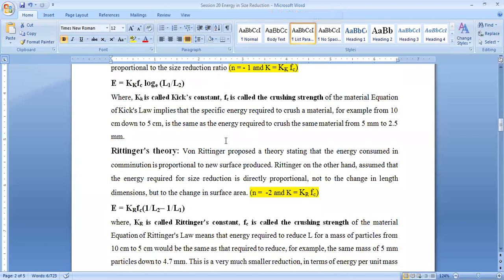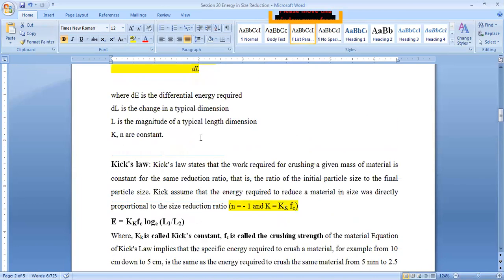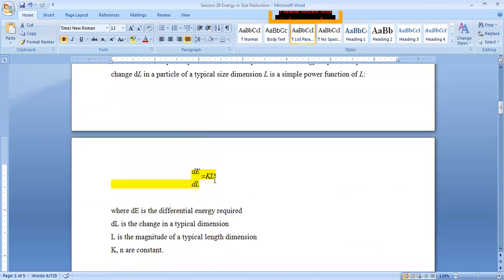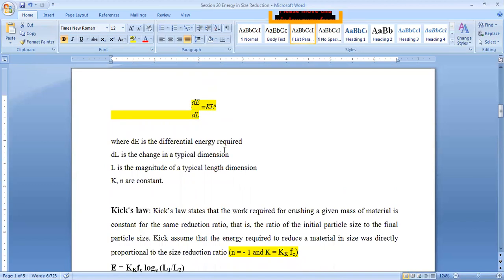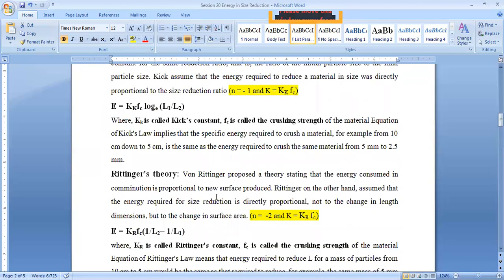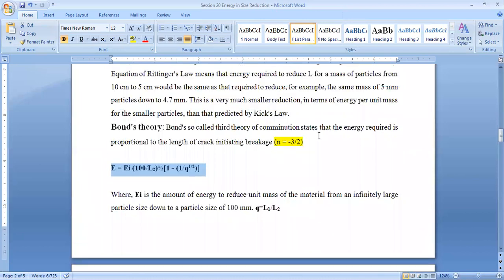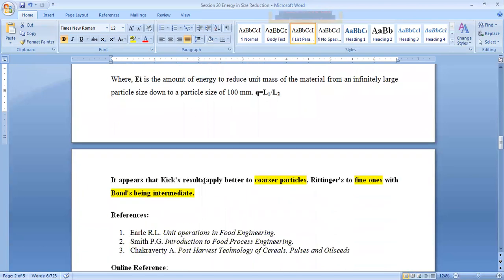This is a topic on which you have to concentrate and emphasize a lot, but the formula is pretty simple. Again, dE over dL is equal to KL to the power n. In the case of Kick, n is equal to -1 and K is equal to K_K f_c. In Rittinger's theory, n is equal to -2 and K is equal to K_R f_c. In Bond's theory, n is -3/2. That's all, and I have already told you where they apply as per particle size.